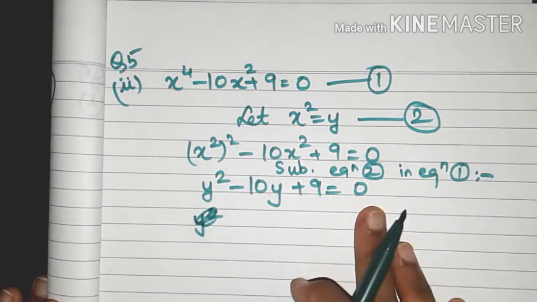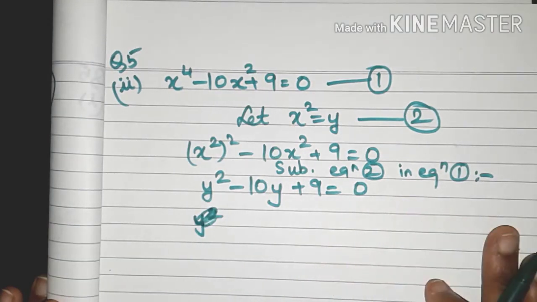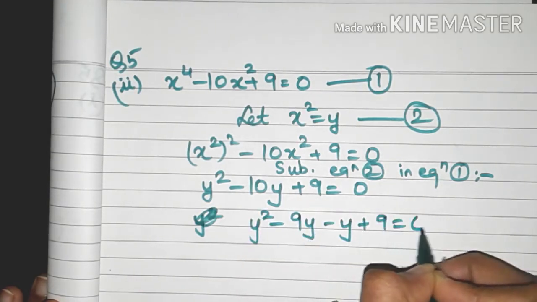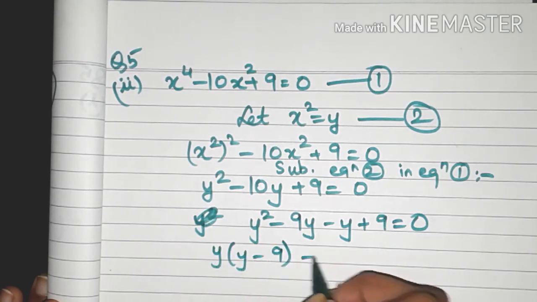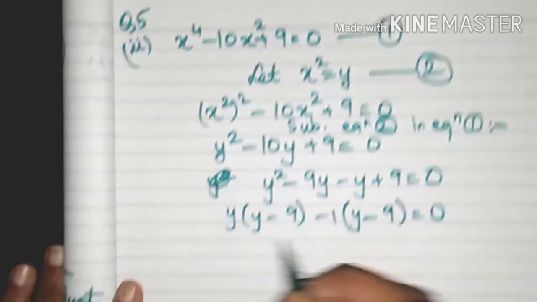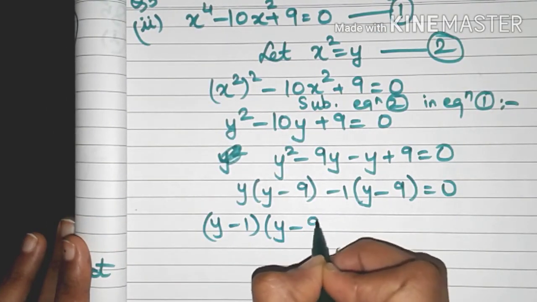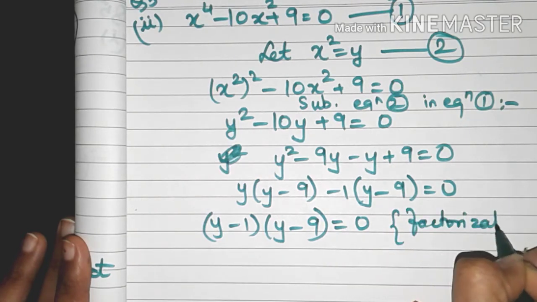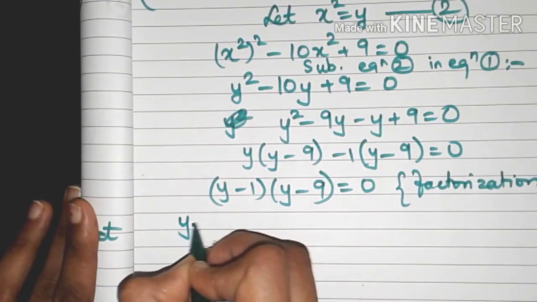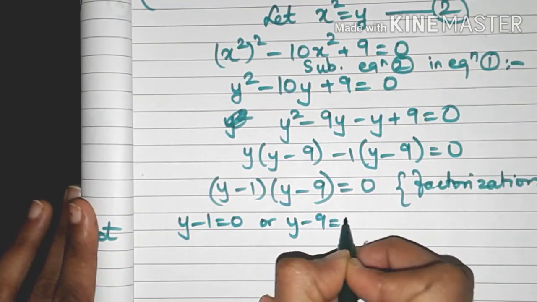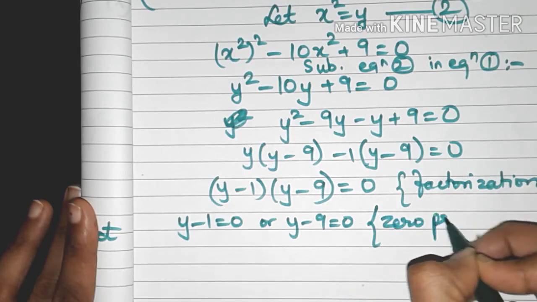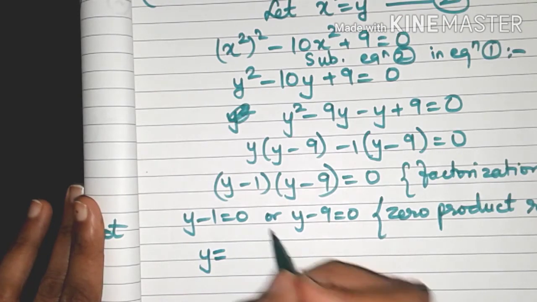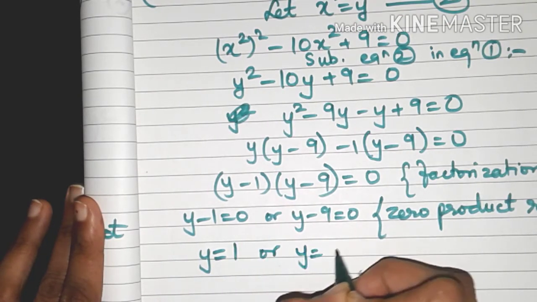So friends, this quadratic equation can be easily factorized. There is no need to use the formula method. So we'll get y square minus 9y minus y plus 9 equal to 0. Let's simplify. So this is what we get: (y minus 1) and (y minus 9). How did we get this? Please write the reason: factorization. Now, because of the zero product rule, we can write this way. So please write that also: zero product rule. So this means, what are the values of y? y equal to 1 or y equal to 9.